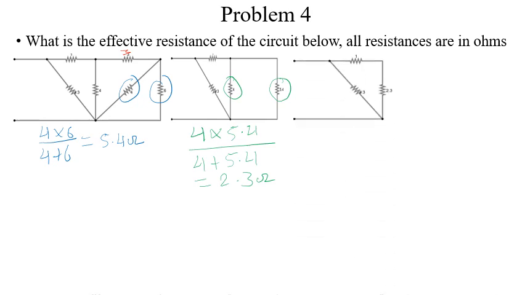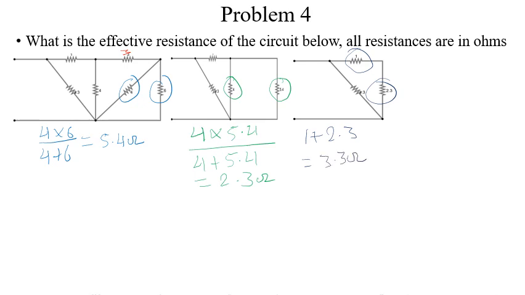So this is now how our circuit looks like. So what do we observe here again? Also observe that this one and the 2.3 are in series. So we add them up, which becomes 1 plus 2.3, which is equals to 3.3 ohms.